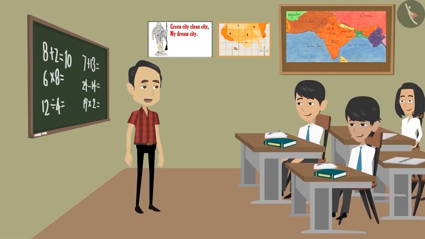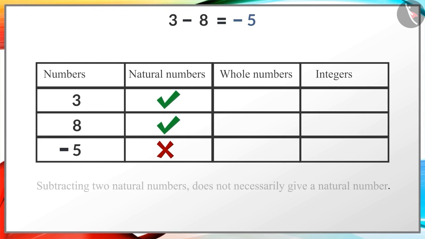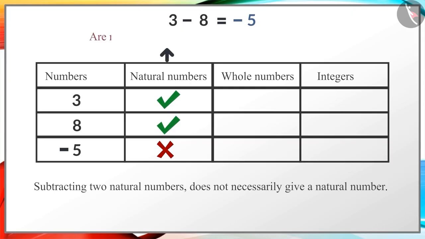Children, subtract 8 from 3. Sir, the answer is minus 5. Well done, Rahul. Children, now look at this table. Here 3 and 8 are natural numbers. But the answer obtained by their subtraction is not a natural number. Children, by looking at this table, you can say that subtracting two natural numbers does not necessarily give a natural number. Sir, it means that natural numbers are not closed under subtraction.